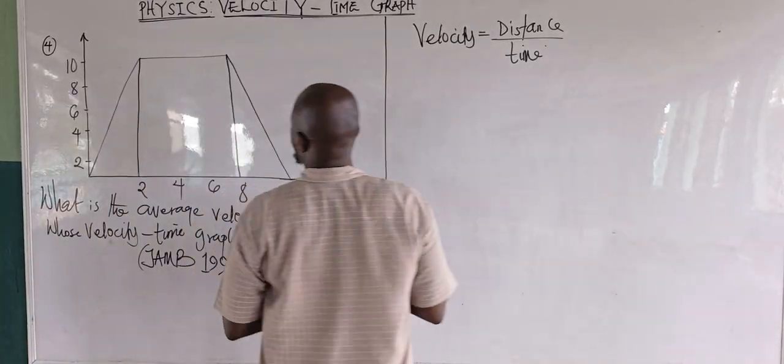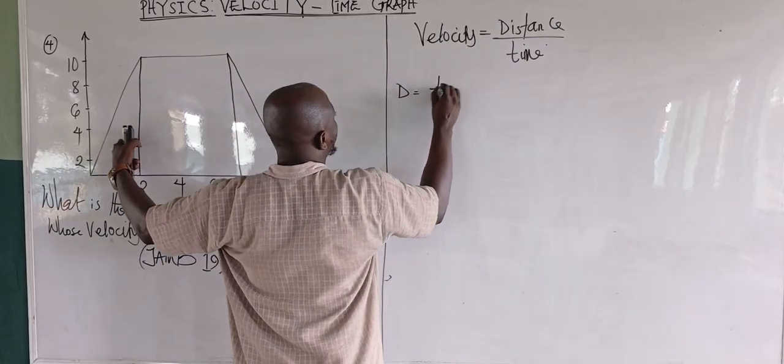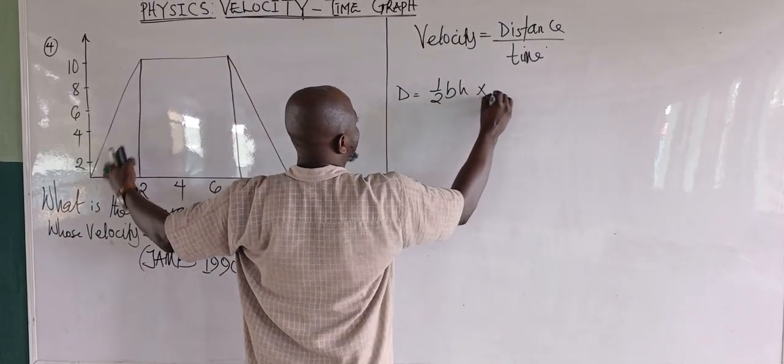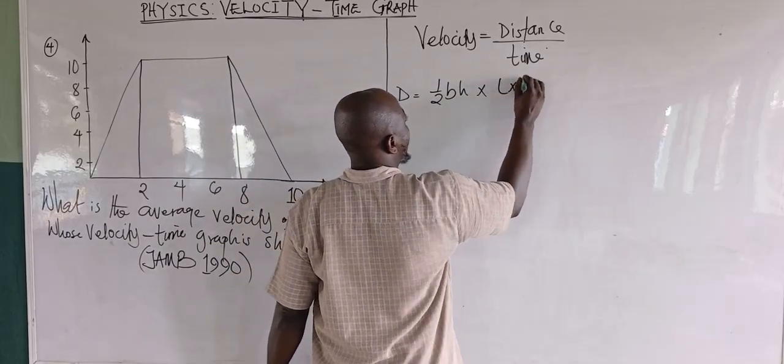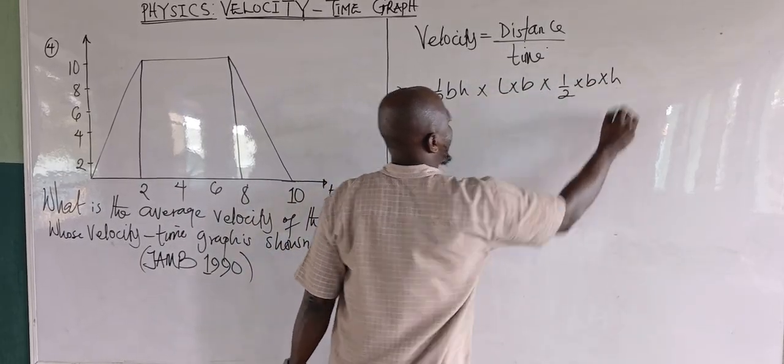So let's do that quickly. Let's get our distance first. The distance now becomes, for this one, base times height. Then we have length times breadth. Then base times height. So this is it.